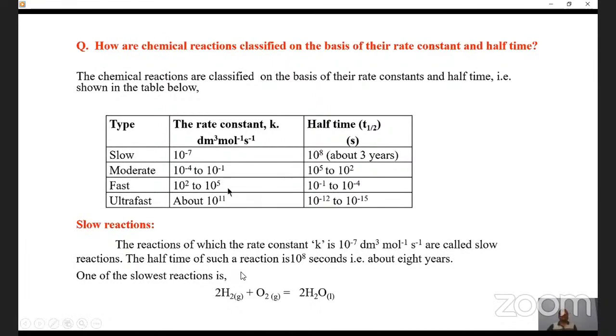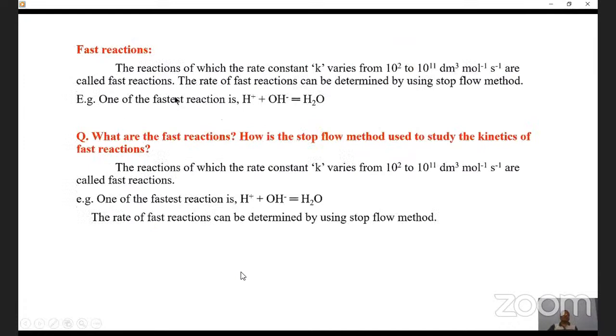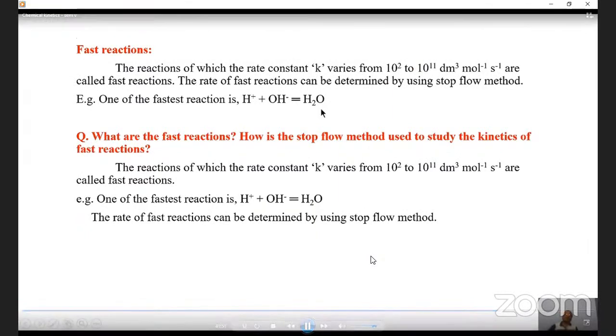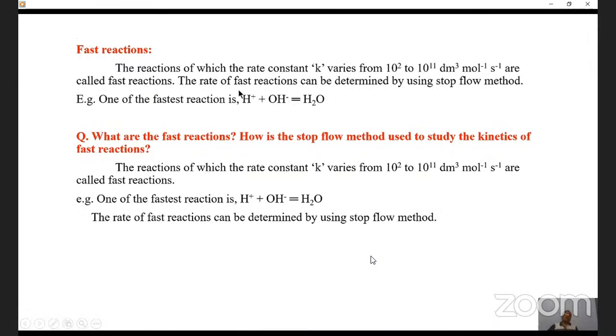So like this, we can classify the reactions on the basis of the rate constant K value and the half time. Example of one of the fastest reactions is the reaction between H plus and OH minus ion to give a H2O molecule. The rate of such a fast reaction can be determined by using the stopped flow method. Now let us try to understand what this stopped flow method is and how it is used to determine the rate of fast and ultra fast reactions.